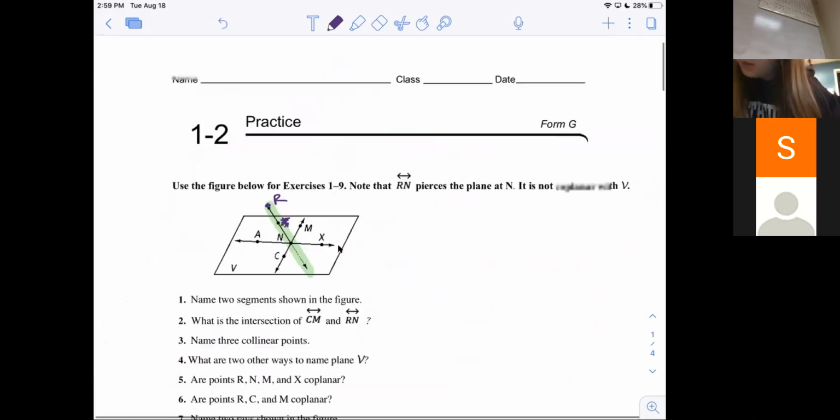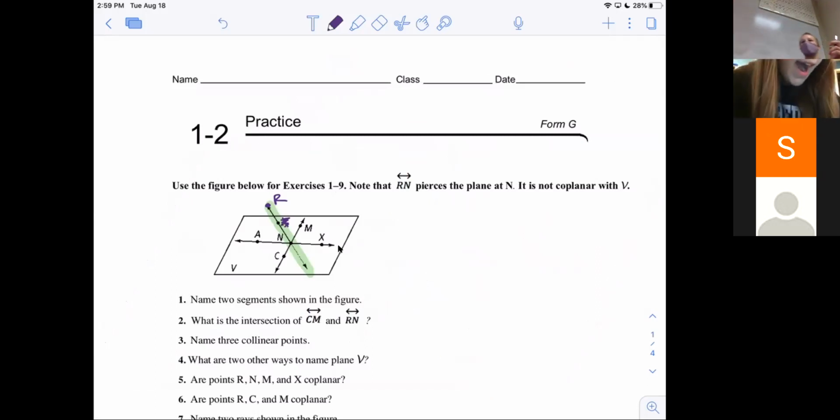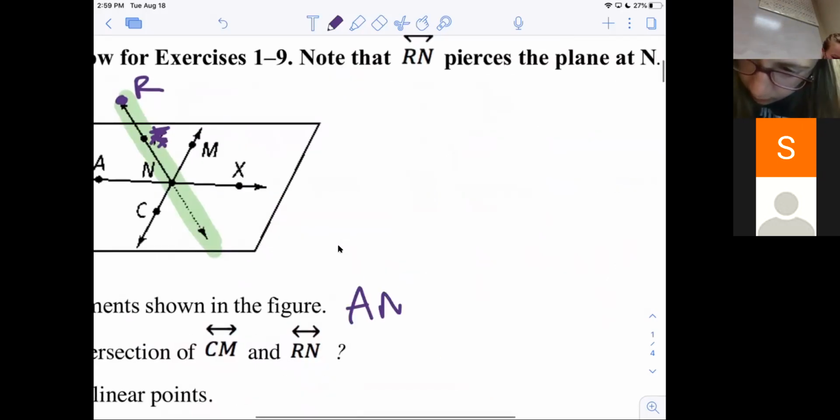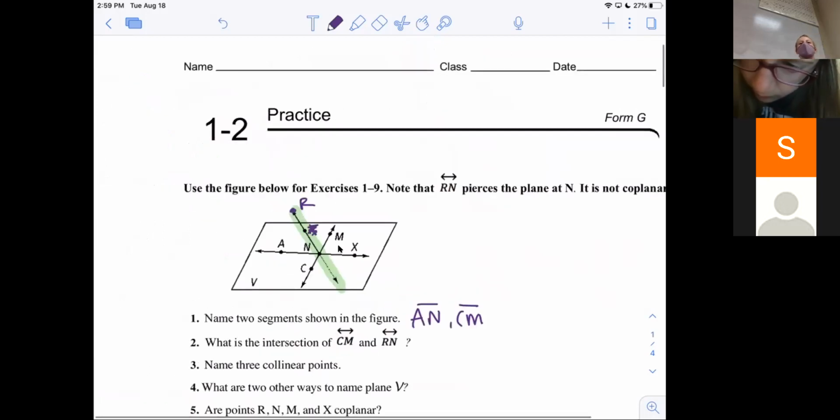Okay, so let's go over these. First one says, name two segments shown in the figure. Who can name one? A segment. Cooper, give me one. A segment is a line with two endpoints. Noah, give me one. AN. Okay, CM. Awesome. Are those the only ones? Nope, there's a lot more, right?